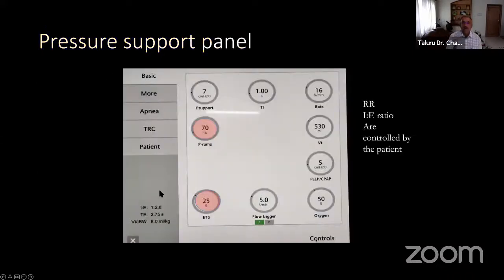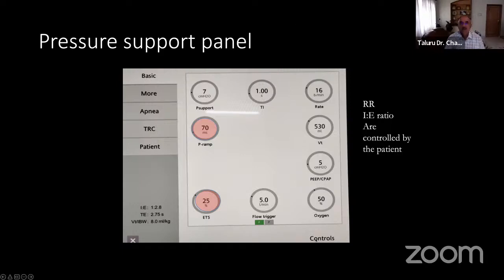I will show you. This is what you see on a pressure support panel, what you see on a ventilator. These are the controls. Pressure support is 7. If I get a tidal volume of 200 and I want a tidal volume of 400, what should I increase? There is no volume button here. My pressure support is 7. I'm getting 200 ml, but my target is 400 ml.